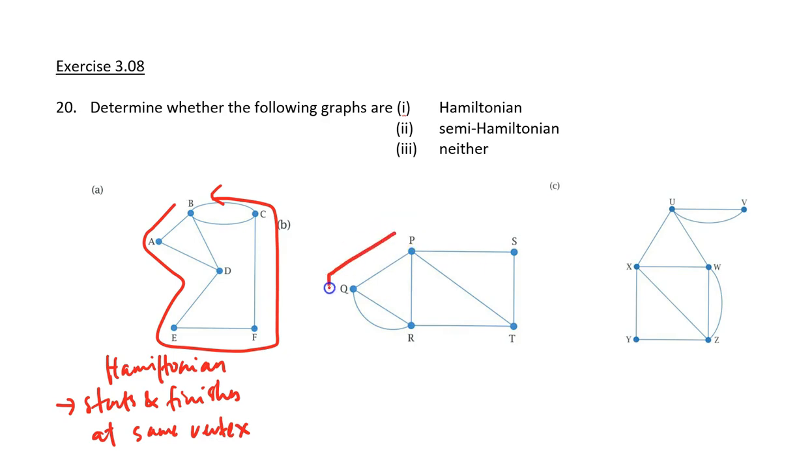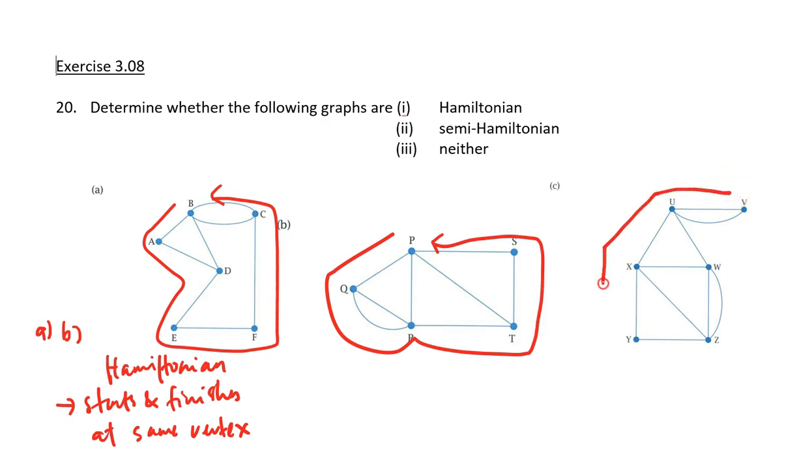Let's say I start with P. I travel all the vertices without repeating except the first and the last, and so therefore A and B share the same answer. Now let's look at C. If I start from V, now in this case you do have a problem here. U is the vertex that you repeat, and that is not Hamiltonian criteria.